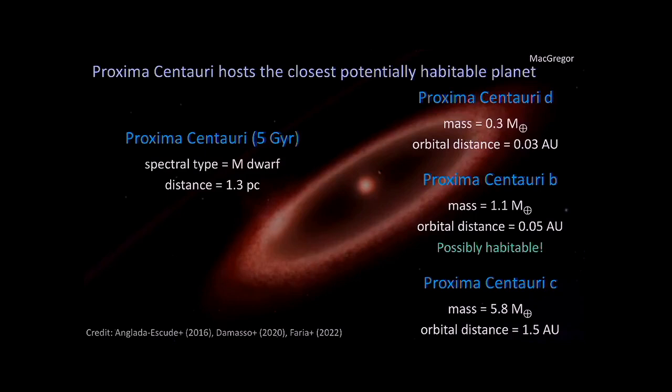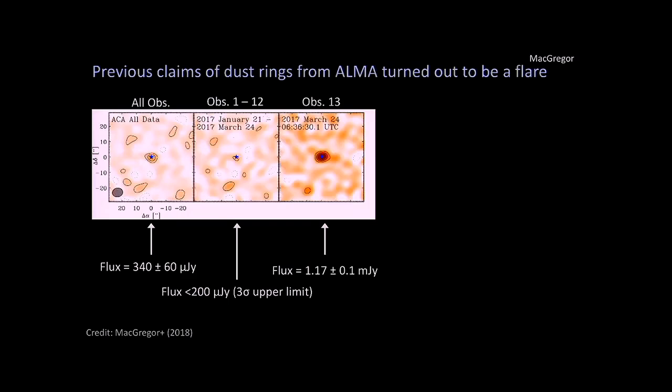So it's been studied a lot because it's our closest neighbor and it has this potentially habitable planet. So everybody wants to look at Proxima. A group went and actually looked at Proxima with ALMA, trying to see whether it had dust around it. So it would be a multi-planet system with a Kuiper belt, very similar to our own solar system.